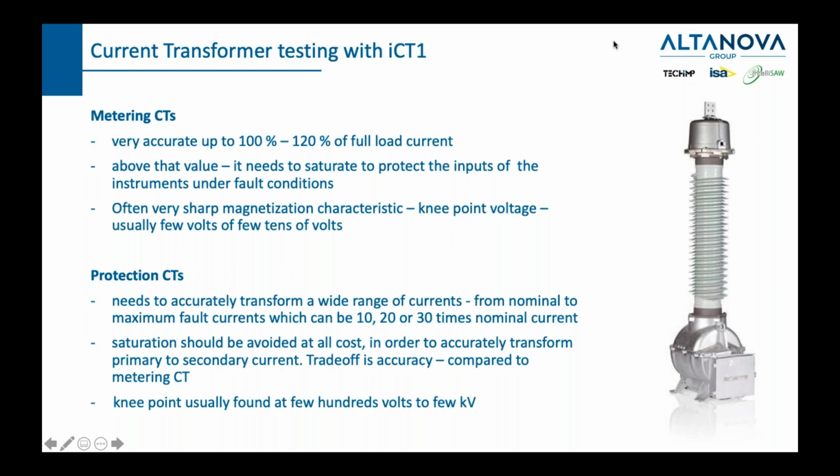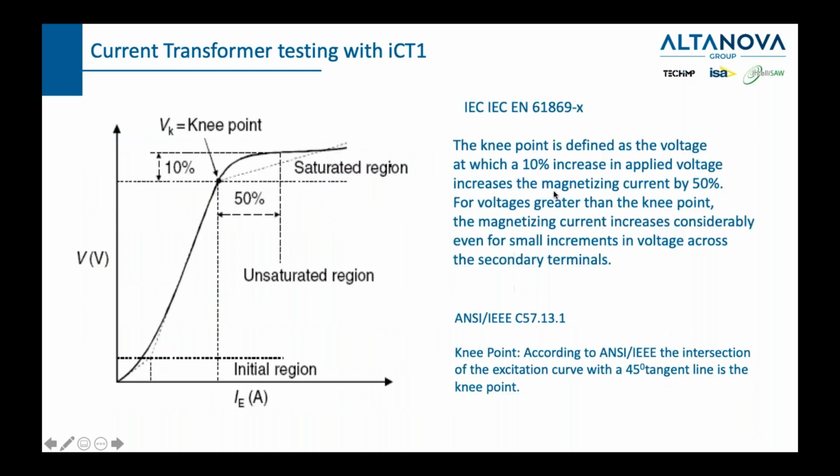And in order to give us very accurate information, the knee point usually should be very high. This is what we want to turn to right now. What is actually the knee point? So the IEC 61869 defines the knee point as the voltage at which a 10% increase in applied voltage to the secondary side increases the magnetizing current by 50%. So for voltages greater than the knee point, the magnetizing current increases considerably, even for small increments in voltage across the secondary terminals, as we can see here.